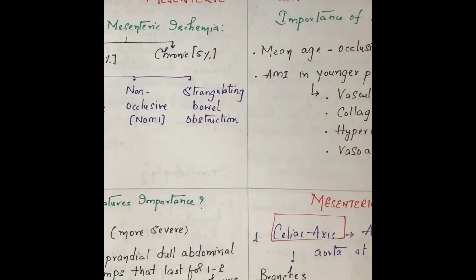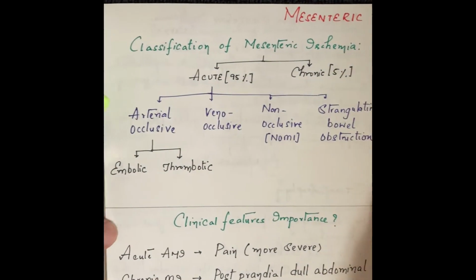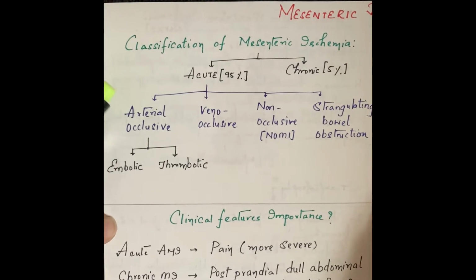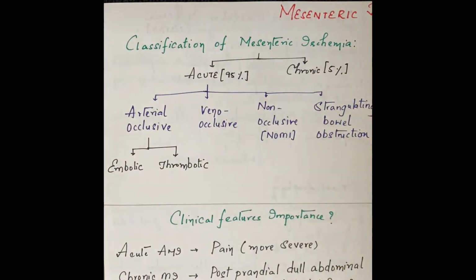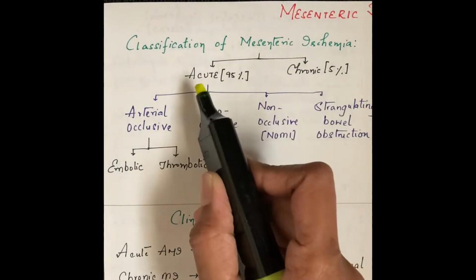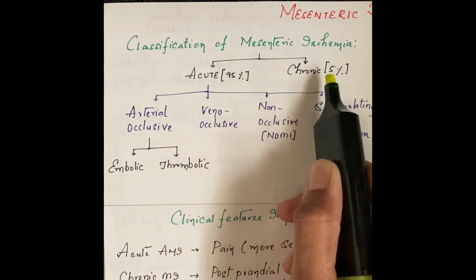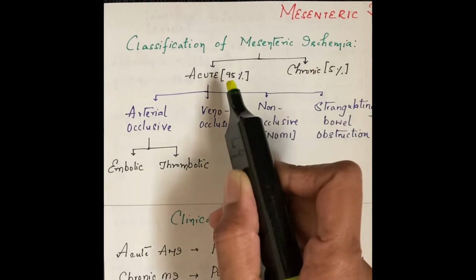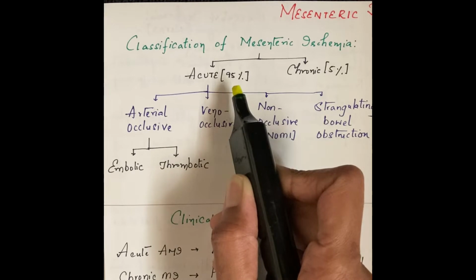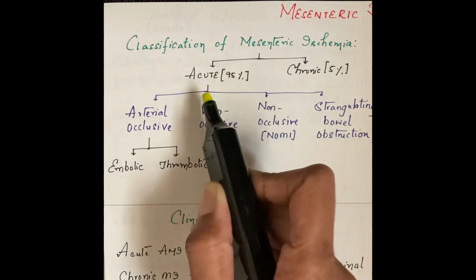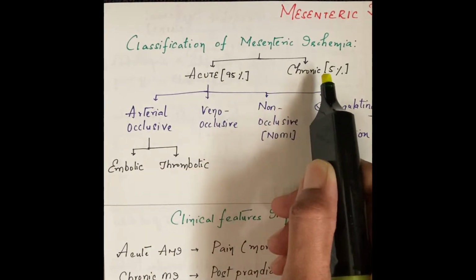Hi everybody. Today's topic is mesenteric ischemia and we'll discuss it. Coming to classification of mesenteric ischemia, we have acute mesenteric ischemia and chronic mesenteric ischemia. In this, acute is the most common. 95% of cases will be acute, 5% of cases will be chronic.